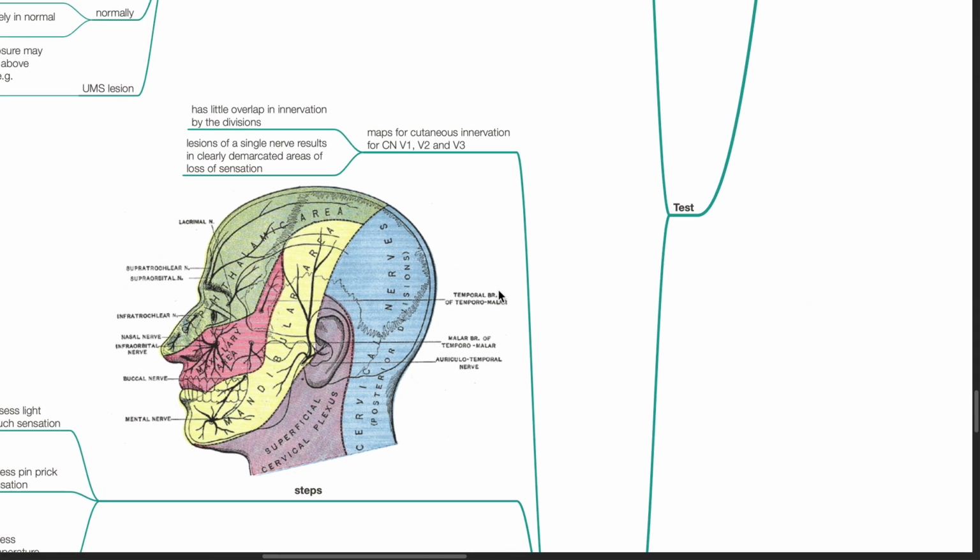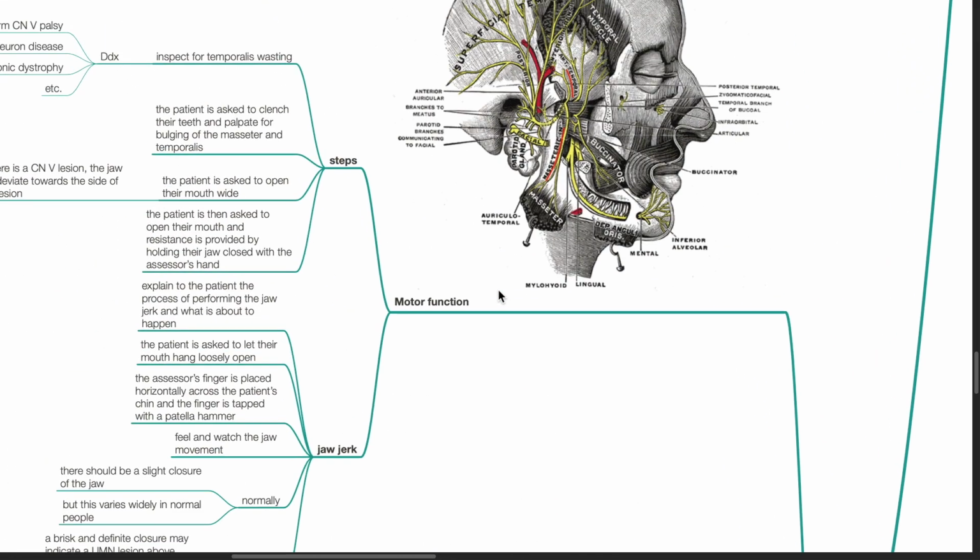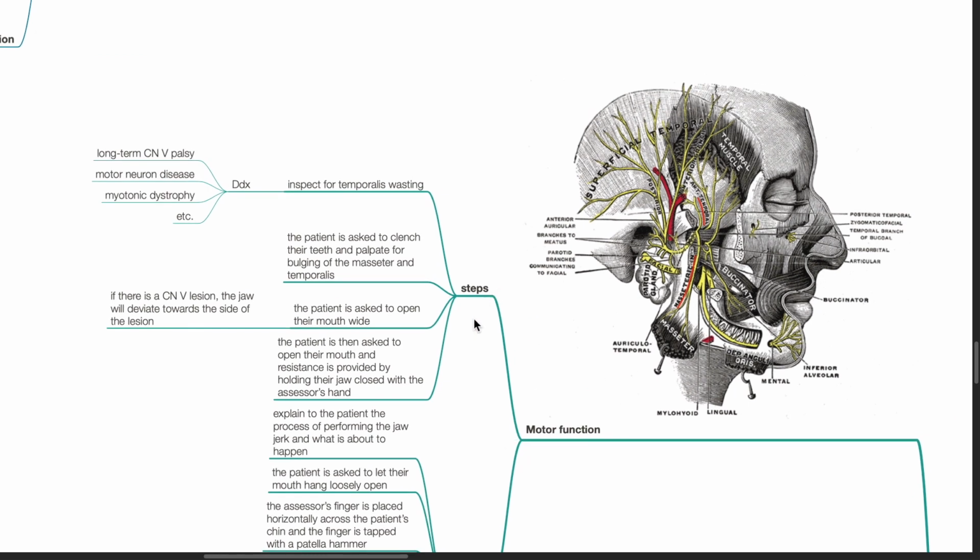Testing of cranial nerve 5. Motor function. First, inspect for temporalis wasting. Differential diagnosis for temporalis wasting includes long-term cranial nerve 5 palsy, motor neuron disease, myotonic dystrophy, etc. Then ask the patient to clench their teeth and palpate for bulging of the masseter and temporalis muscles. The patient is then asked to open their mouth wide. If there is a cranial nerve 5 lesion, the jaw will deviate towards the site of the lesion.